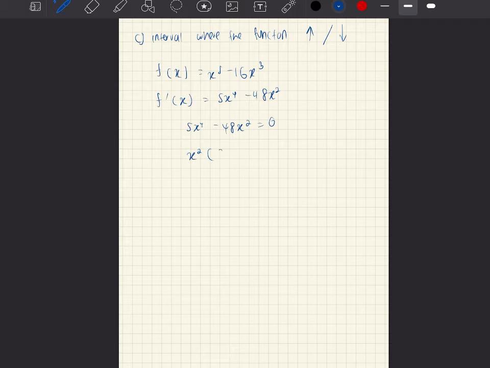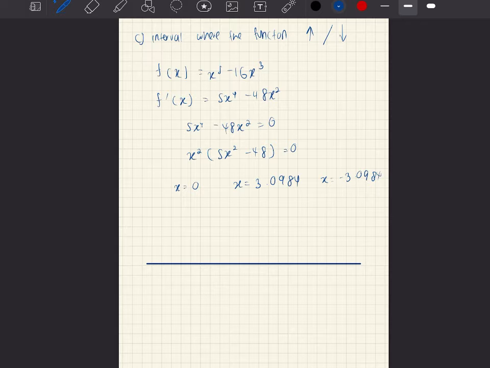So we need to factorize here: x squared times (5x squared minus 48) equals 0. So the x values will be x equals 0, x equals 3.0984, and x equals negative 3.0984. So we draw a number line here to find the intervals. We plug in the values that we got earlier: negative 3.0984, 0, and 3.0984. Then we choose any values in the ranges between the x values. Here I just choose negative 4, negative 1, 1 and 4.